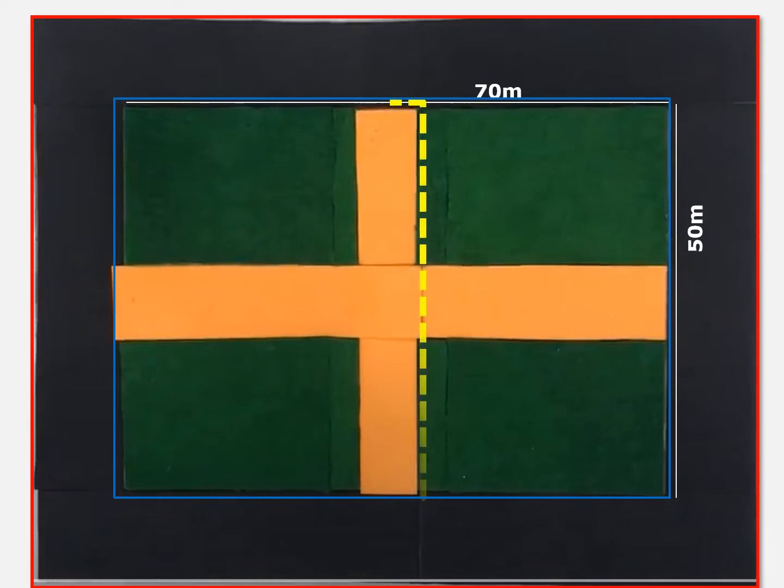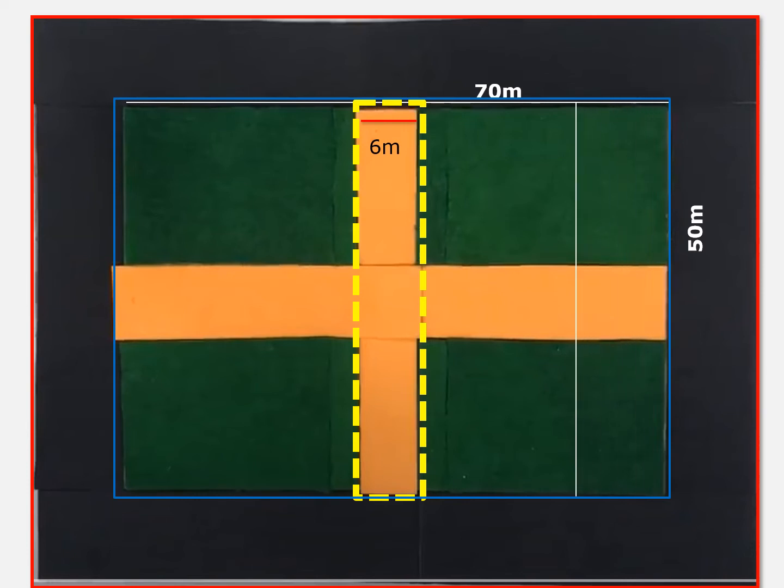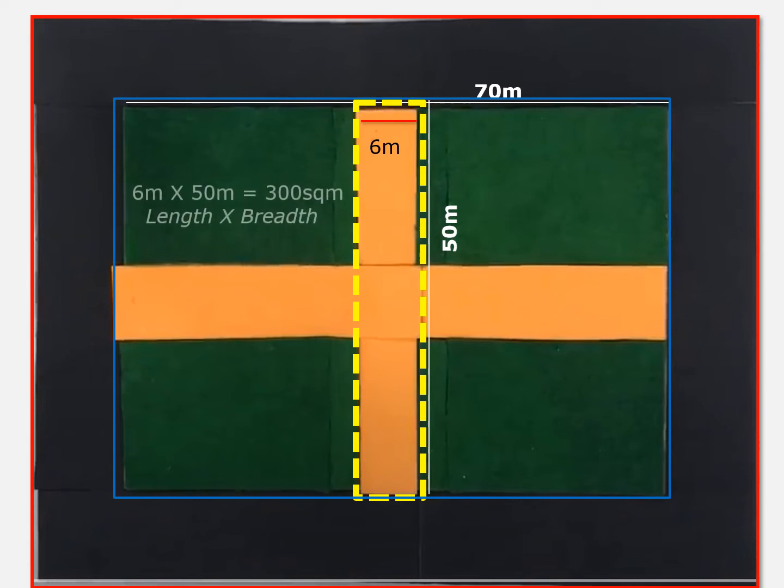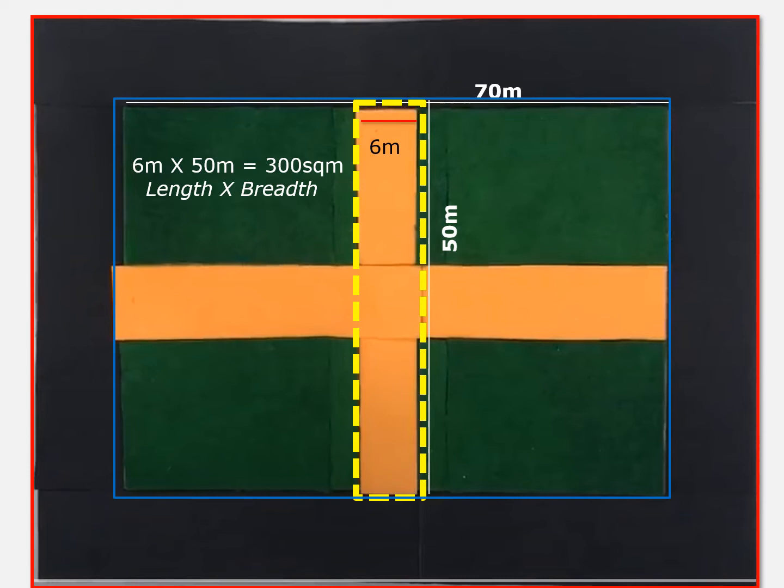Let's look at the vertical path. The width of the path is 6 meters and the length of the path is the same as the breadth of the inner rectangle, that is 50 meters. Therefore, 6 meters into 50 meters is equal to 300 square meters.